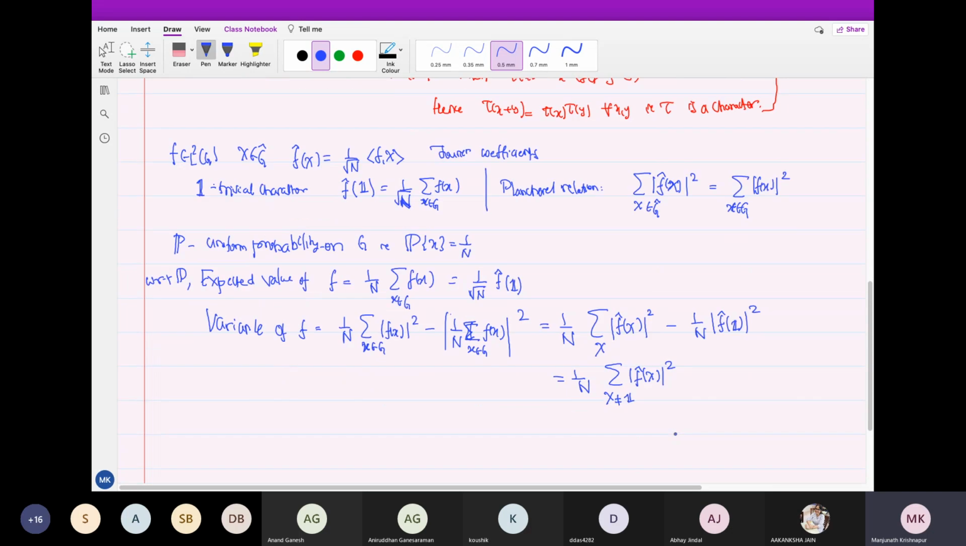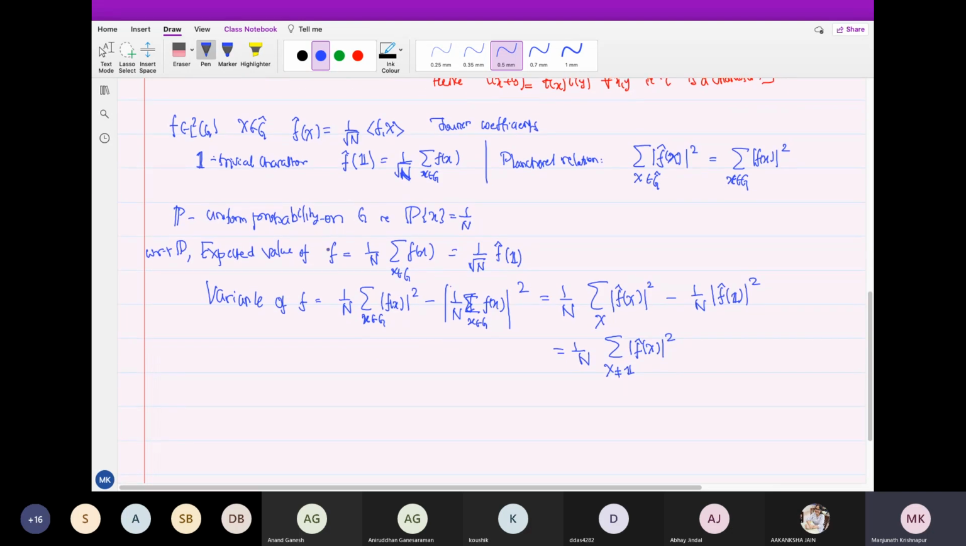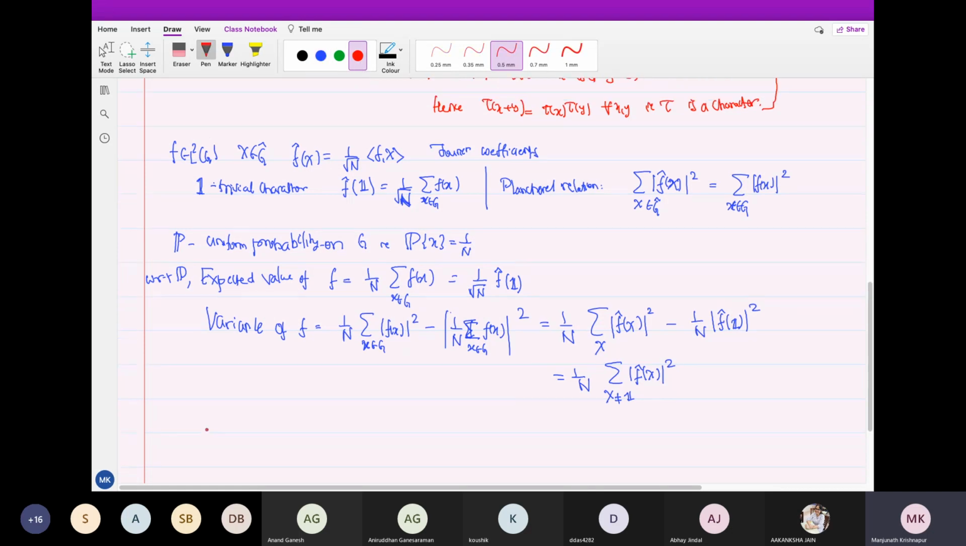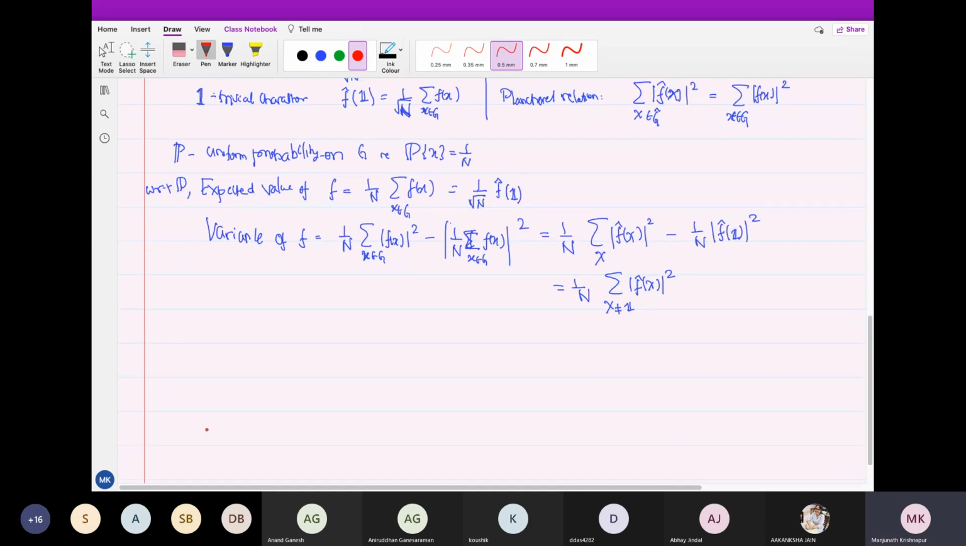Okay. So if you like, you can take this probability interpretation that the f hat of the trivial character is related to the mean, and the sum of squares of the remaining Fourier coefficients is related to the variance. I just wanted to say that if you are not too happy with probability language, you don't have to do this. Anyway, let me proceed.